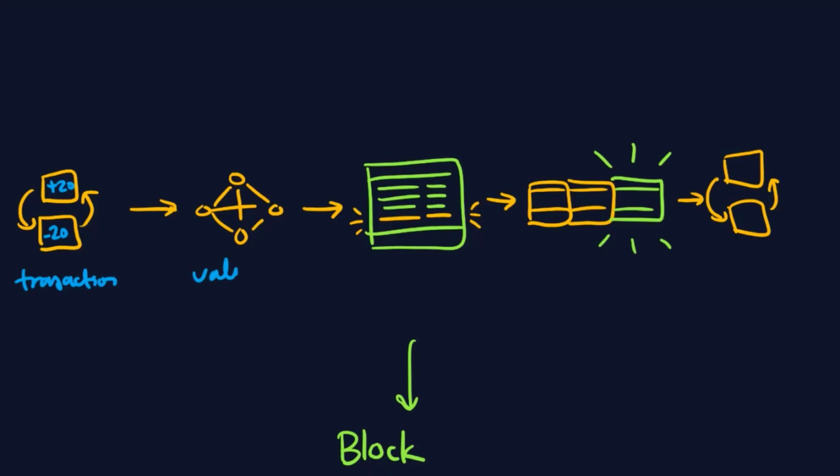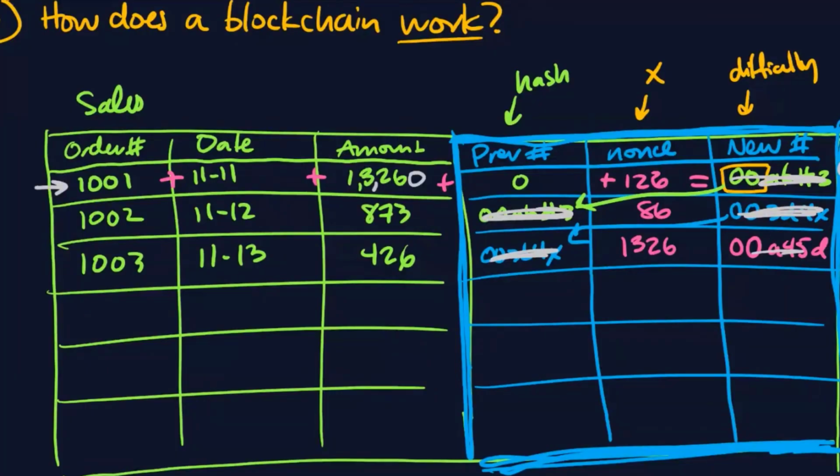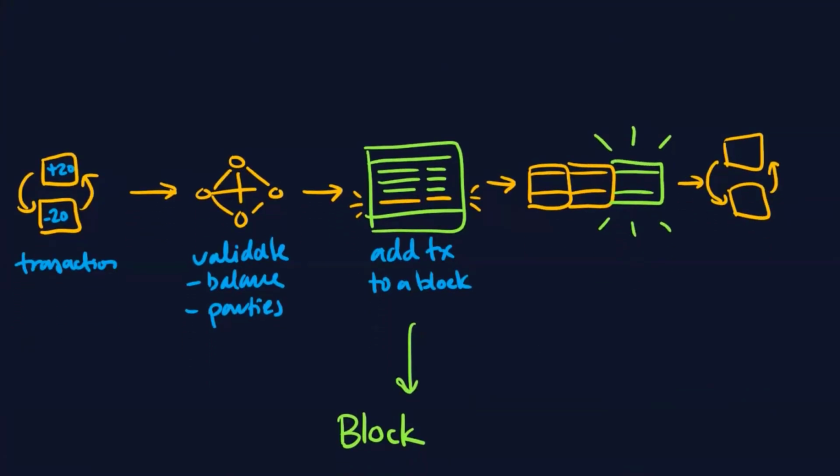Then we're going to validate that transaction, meaning we're going to check that you have money in your account. We're going to check the parties to make sure it's coming from the people who say it's going to be, and so forth. And then we're going to add the transaction to a block. In this table example, each individual line could be a block. In reality, I could put 10 of these transactions in a block and do the same thing. Once I've added those transactions, I add that block to the end of the blockchain.